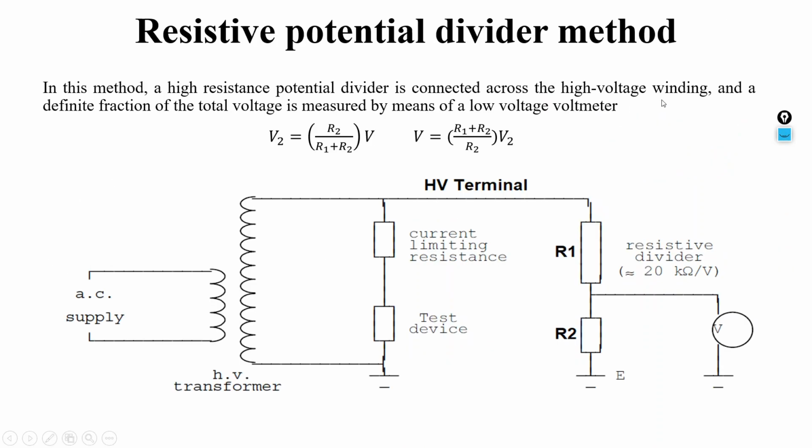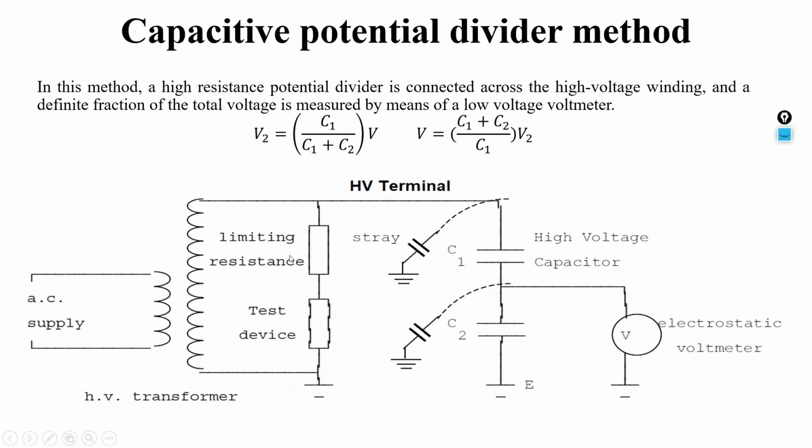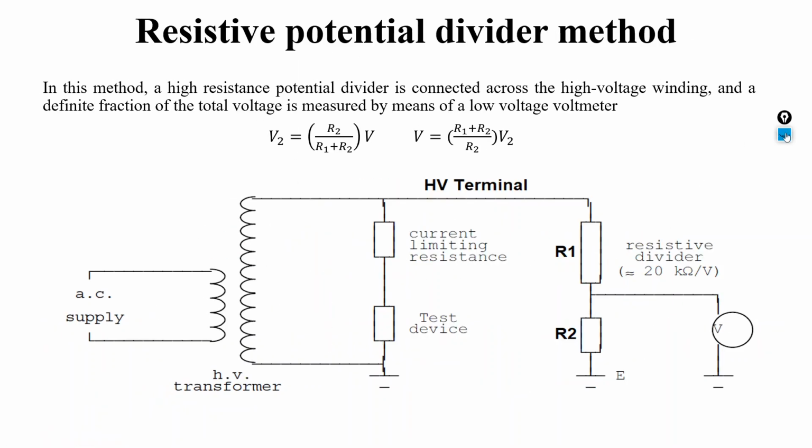The next method is the resistive potential divider method. So again, this is a simple method of measurement. In this method, a resistive divider circuit is used for the measurement of high voltage.